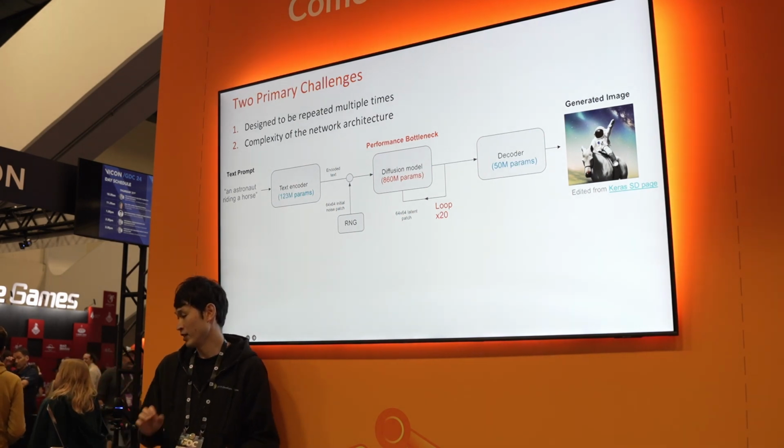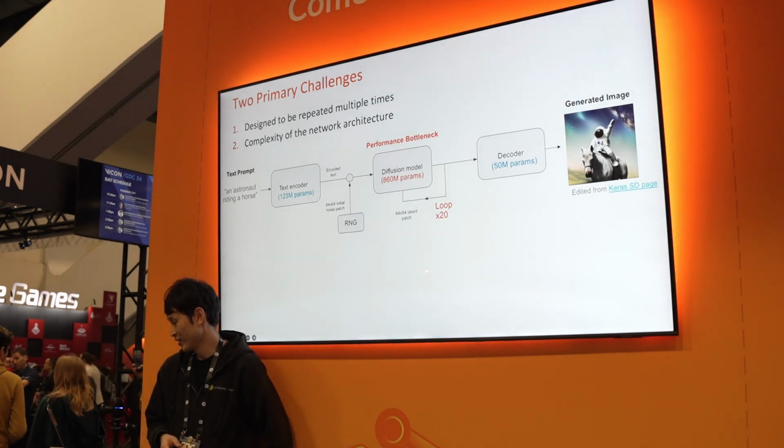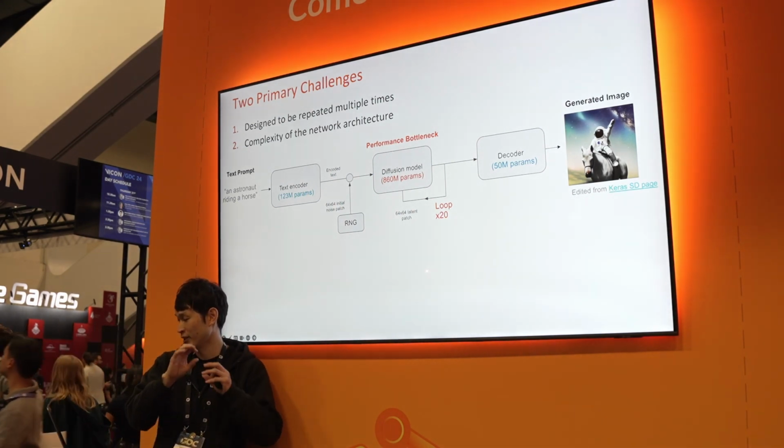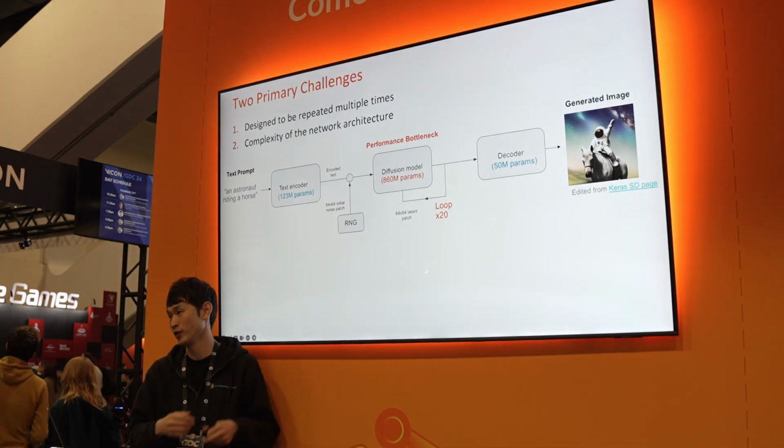The second challenge is the complexity of the network architecture. As shown here, the diffusion model has very large number of parameters compared to the other two models.